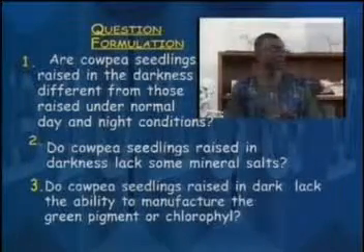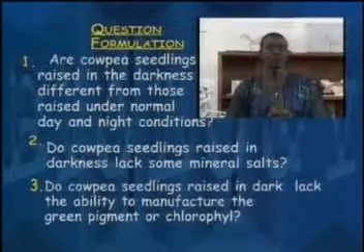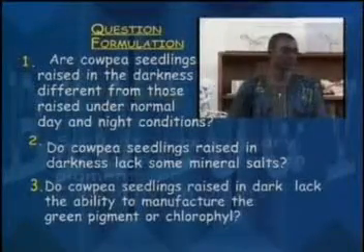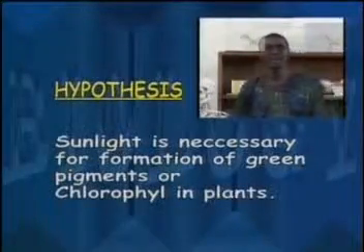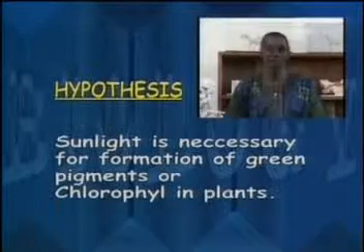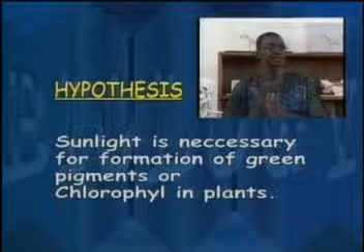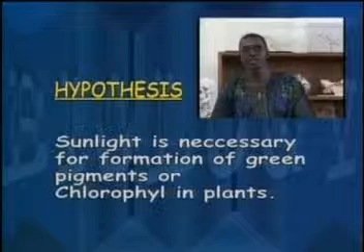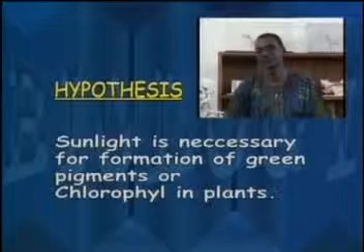Right. So from the question formulation, we go to the hypothesis. We earlier said the hypothesis can be proved or disproved. The hypothesis here can be: sunlight is necessary for formation of the green pigment, chlorophyll, in plants. That is our hypothesis. So from the question formulation, we put this hypothesis down, that sunlight is necessary for formation of the green pigments, that is chlorophyll, in plants.